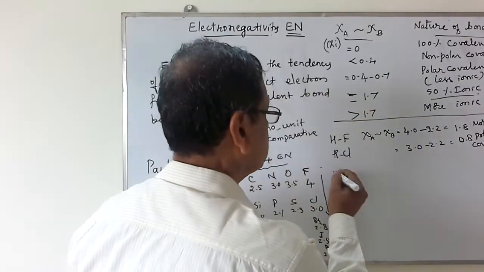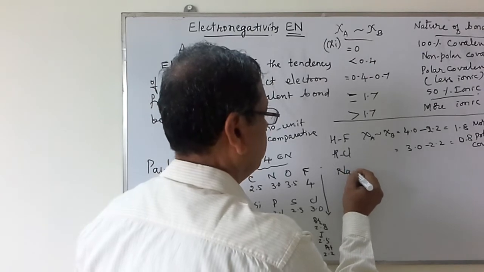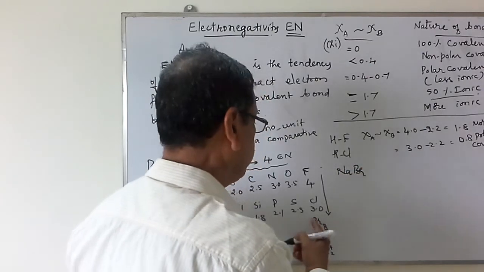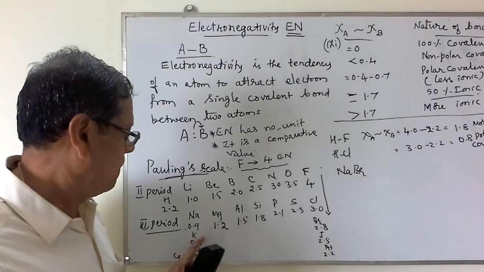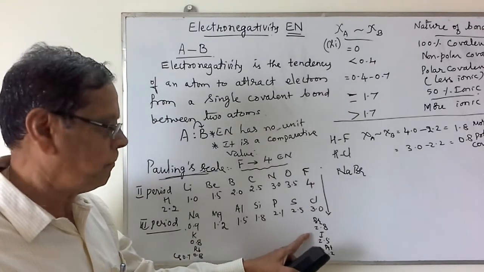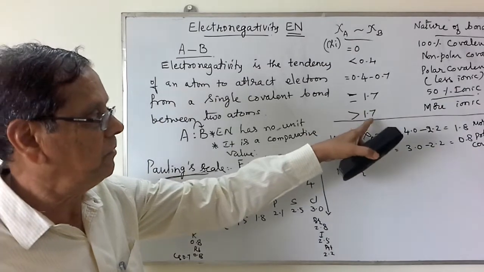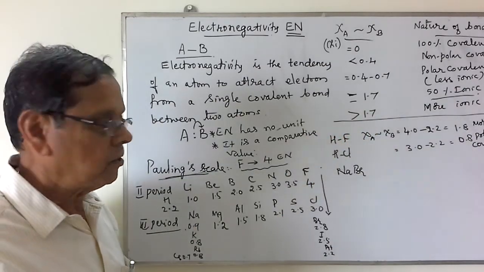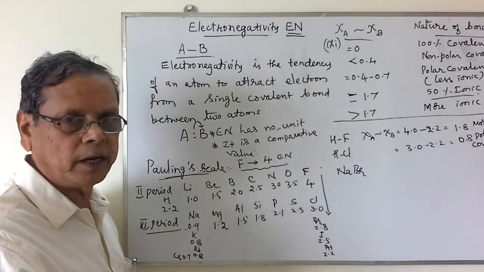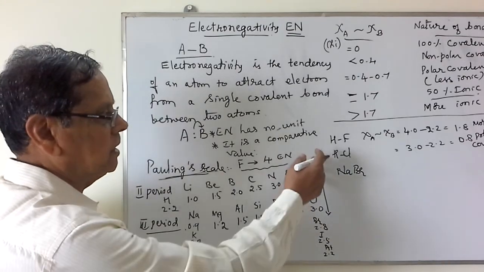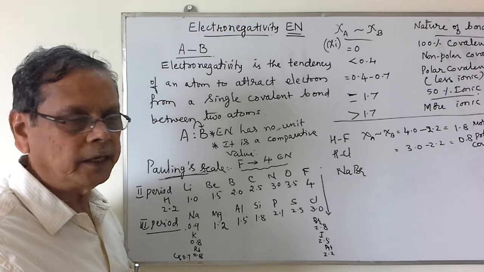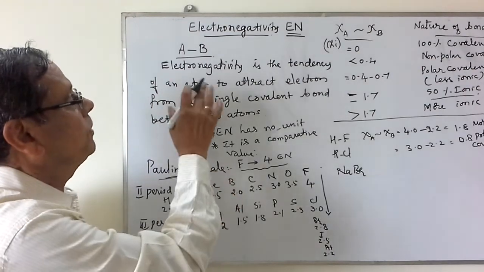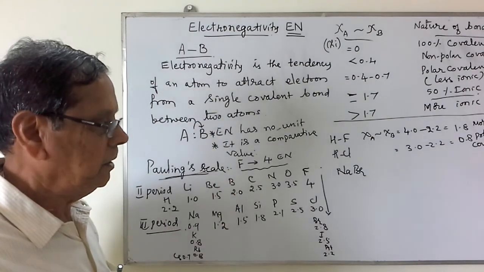Similarly, take sodium bromide. Sodium has 0.9 while bromine has 2.8. The difference is 1.9, more than 1.7, so it is ionic. So the ionic character of a covalent bond can be measured by considering the difference in the electronegativities. Okay, so that is about the topic of electronegativities.